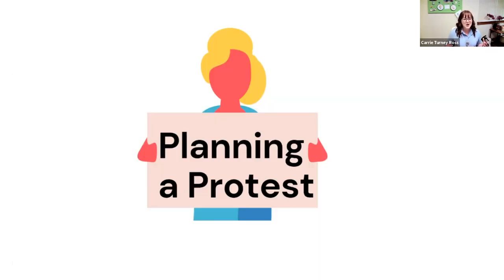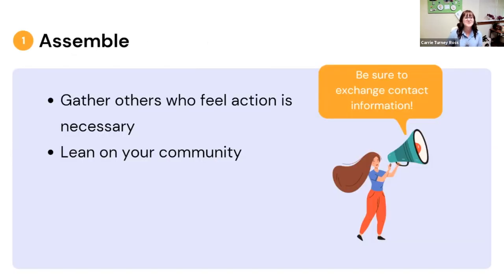So we're planning a protest. First thing you want to do, assemble. Assemble your team, gather those who feel that action is necessary, and lean on that community. If you already did the work before determining your strategy, you've already done this. That's one step that's already taken care of. Be sure to exchange contact information with your community. That probably goes without saying, but it's worth mentioning.